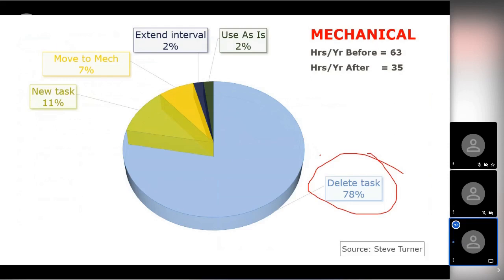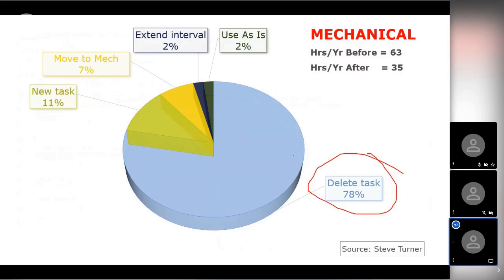We introduced 11% new tasks, and the reason we could have less is because we didn't actually need to maintain a lot of it. We could have them run to failure because the consequence didn't warrant us doing maintenance in the first place, as long as we've got a plan. So we reduced the mechanical maintenance hours almost by half on that one production line.